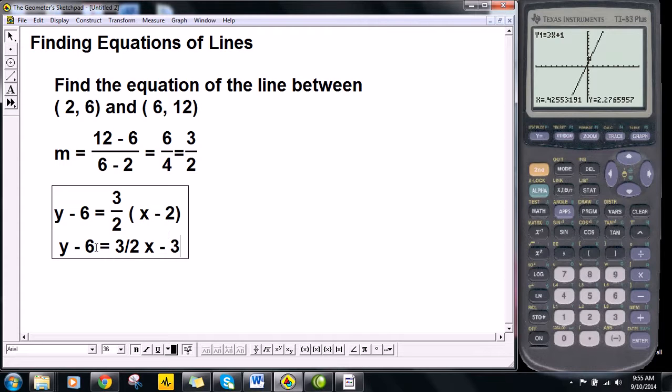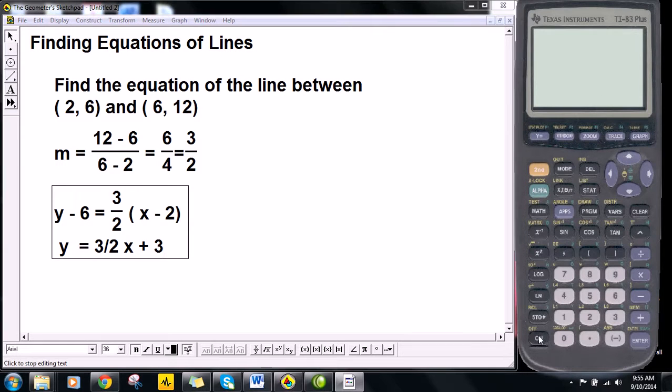Now, one more step to isolate y. I'm going to add 6, and when I add 6, on the right this becomes plus 3. Now, these are the same. I bet you $1 million they're the same. The same line, different form. Let's see what that looks like on the graph.